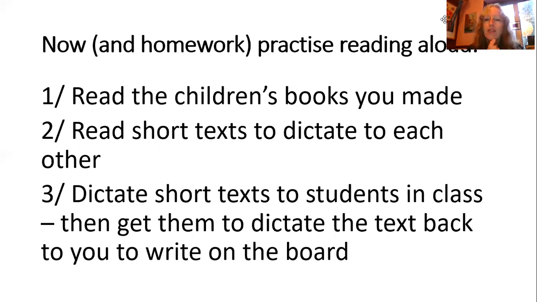You might need to prepare the text first. Find a short text, dictate it to the students. In pairs, they can then correct it, and then they, in turn, can tell you chunks of the text to write back onto the board for them to check. Very good practice of listening, speaking, reading, and writing.